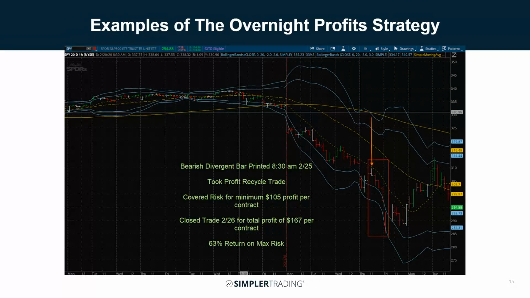The next day, I added to that additional profit and closed out for a total profit of $167 per contract, which was a 63% return on my original max risk that I had on the trade at one time. So not only did I guarantee myself, once again, a minimum profit, but the next day I was still able to close out of the trade, not ever using those day trades, and walk away with $167 per contract overall.